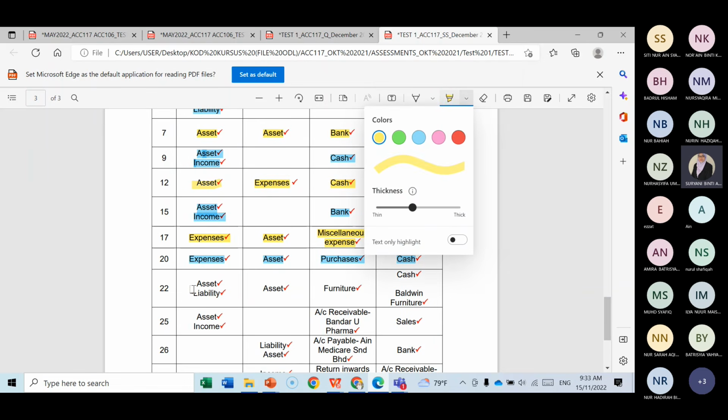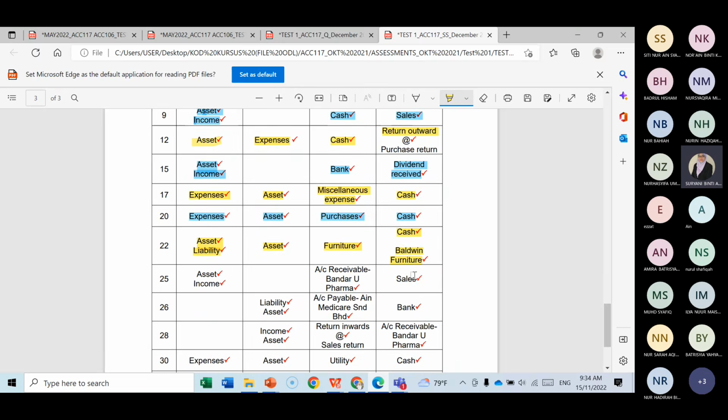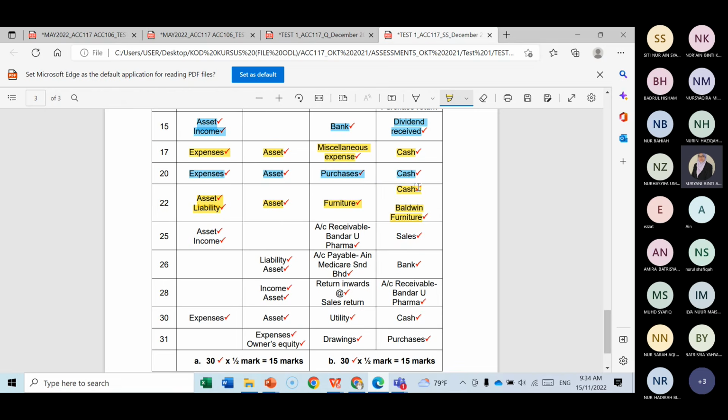So here is the effect. Increase in asset, meaning debit the asset account. So you debit the display rack, or you can also name it as furniture. You credit asset because you make deposit, so you credit cash. And you increase liability, so you credit Baldwin Furniture. This is your creditor because the display rack is still on debt. You only make part of the payment.